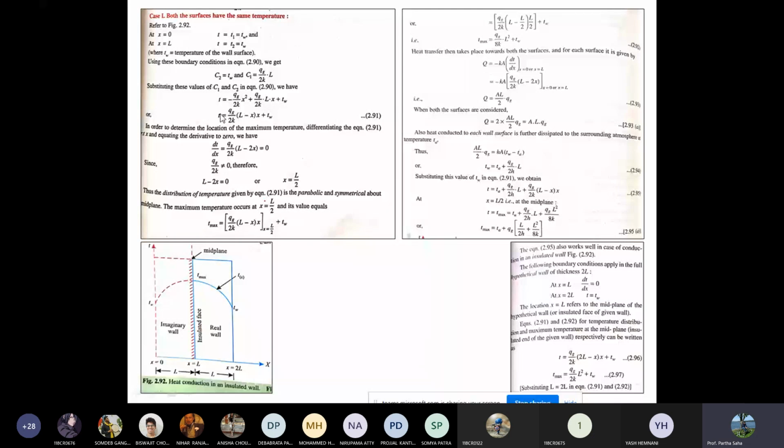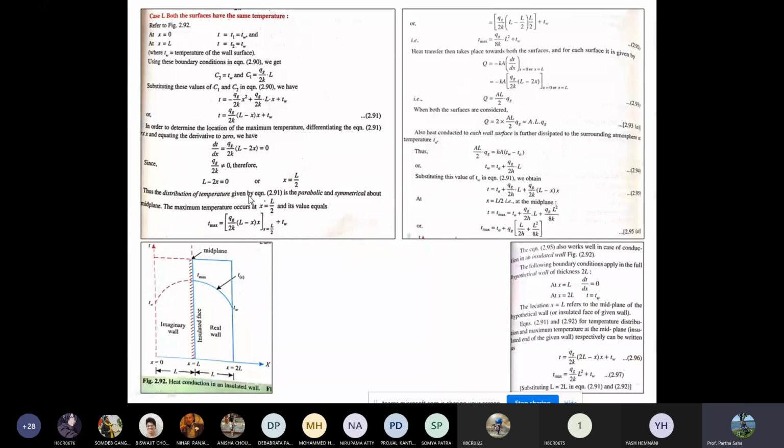If you need the maximum temperature, I think I told you we have to differentiate this expression, equation 2.91, and then set it to 0. So dT by dx equals Qg by 2k (L minus 2x), and it will be equal to 0. Qg by 2k cannot be 0, so L minus 2x becomes 0. So x equals L by 2. So the maximum temperature happens halfway through, right?